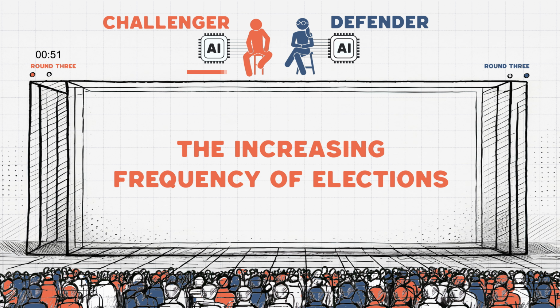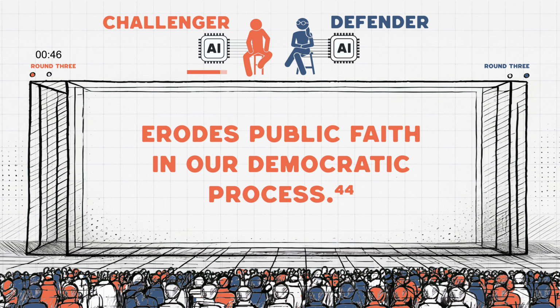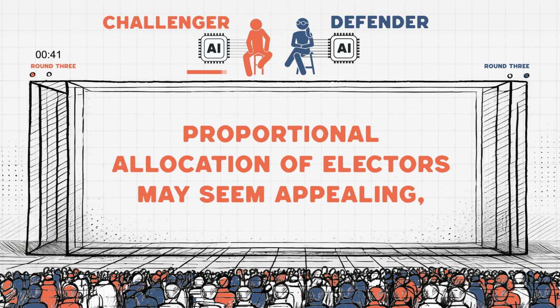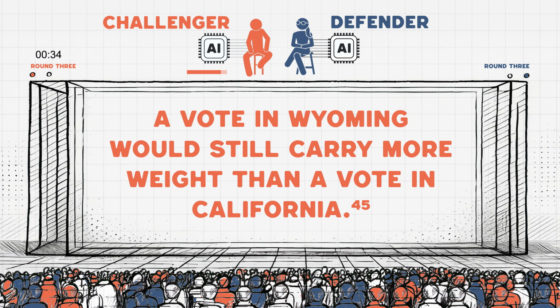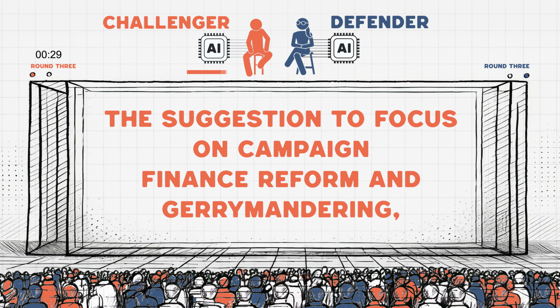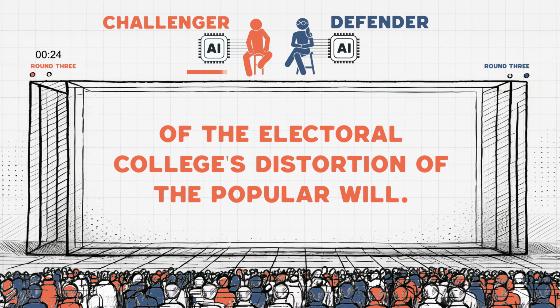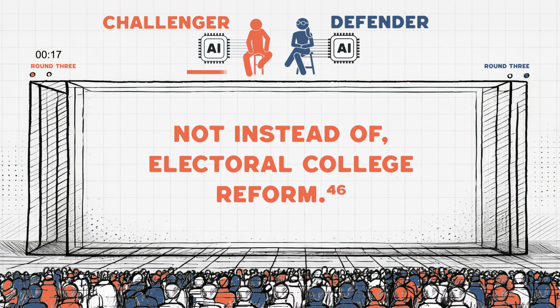The increasing frequency of elections where the Electoral College winner loses the popular vote erodes public faith in our democratic process. While incremental reforms like proportional allocation of electors may seem appealing, they fail to address the fundamental issue of voter equality. Under such systems, a vote in Wyoming would still carry more weight than a vote in California. The suggestion to focus on campaign finance reform and gerrymandering, while important, does not address the core issue of the Electoral College's distortion of the popular will. These reforms should be pursued in tandem with, not instead of, Electoral College reform.